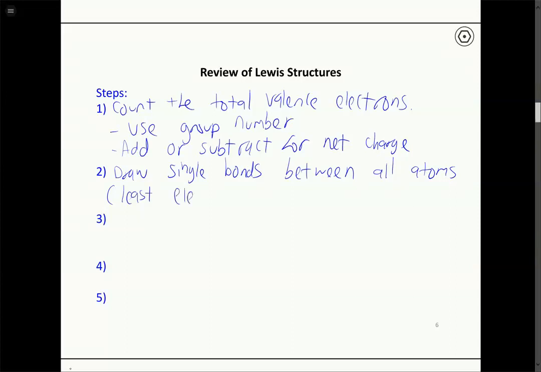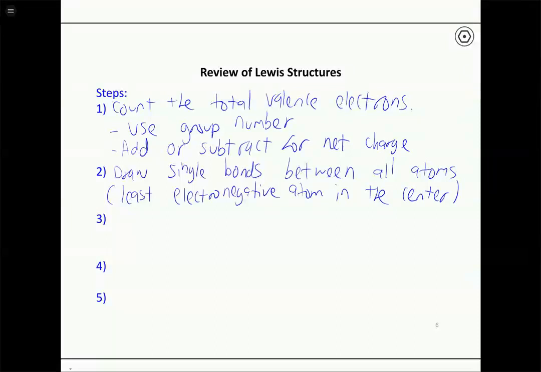Alright, so anyway, we're going to put the least electronegative atom in the center, and we're going to draw single bonds between all the atoms. So that's the first step, is to arrange them properly. And they're going to have at least one bond between them, of course, to hold them together.